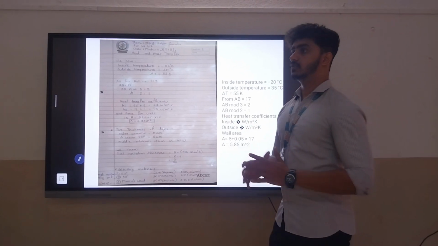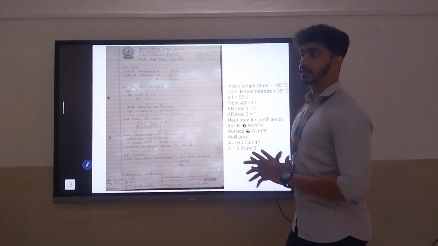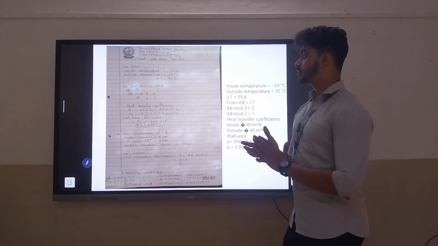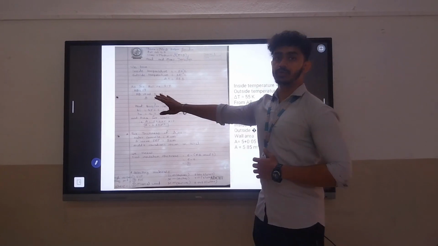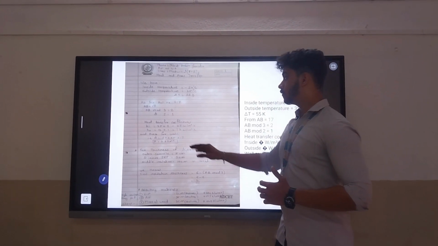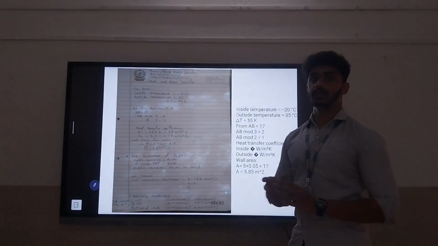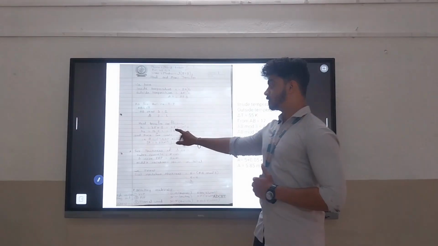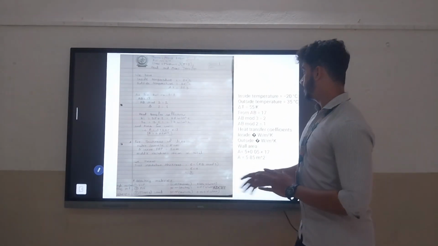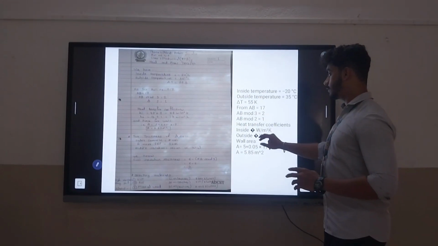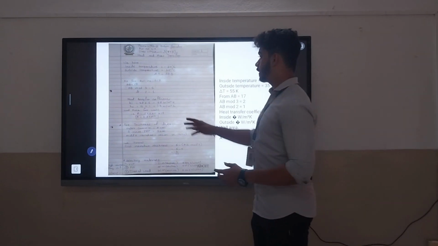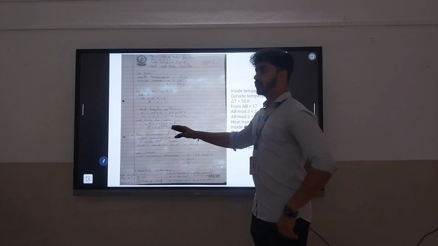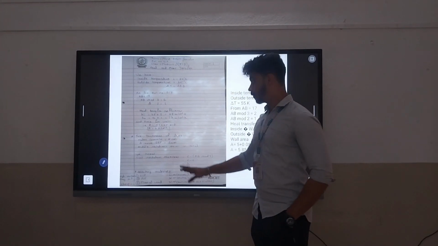So first of all, we have to find the area, where we have to assume AB mod 3. For example, my roll number is 17. So assuming 17 mod 3 is 2. So putting the above value in heat transfer coefficient, we have to find the heat inside and heat outside. It will be 25 plus 2, that is 27 watt per meter square Kelvin. The problem gives us the formula that area is equal to 5 plus 0.05 times AB. AB is 17, so the area we calculate is 5.85 meters square.